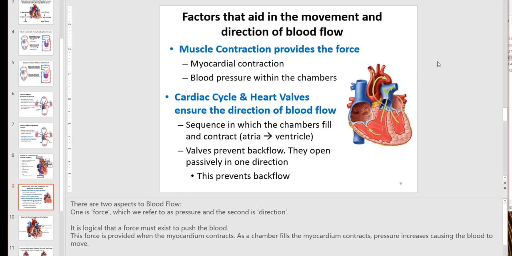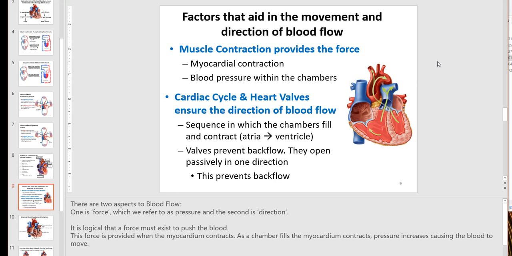Factors that aid in the movement of blood and the direction of blood flow are two things. One, just contraction of muscle, myocardial contraction, and the other has to do with the sequence in which the chambers contract, as well as the presence of heart valves.